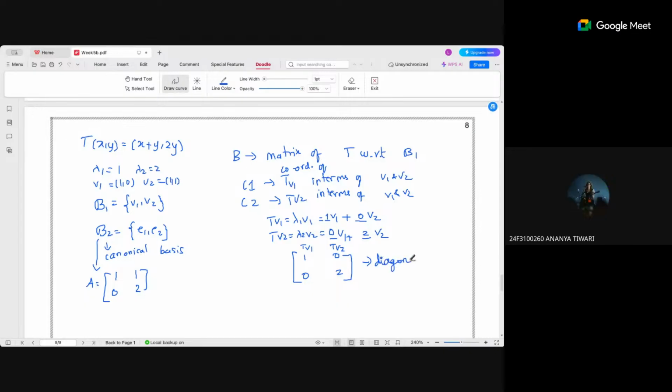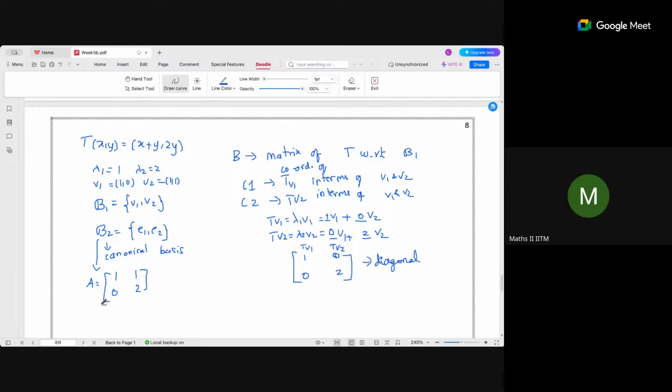Ma'am, V2 is 1 1, right? See, I'm telling the coordinates of TV1 in terms of V1, V2. That's why I wrote it. So 1 and 0 are the coordinates of TV1 in terms of V1 and V2. Similarly, the coordinates of TV2 in terms of V1 and V2. Got it? Yes, ma'am, but here TV2 is written as 2V2 and V2 is 1 1, right? No, no. What do we mean by coordinates here? These coefficients of V1 and V2 are the coordinates.